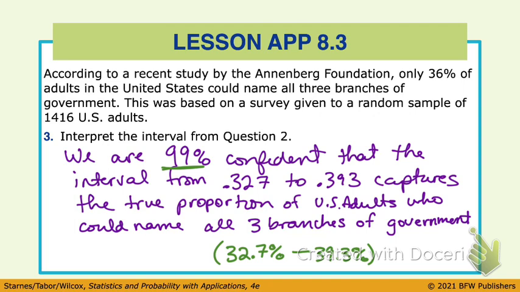So if we took a sample and let's say only 10% of them could, we would think something's going on with our sample. Or if we took a sample and 50% of them could name all 3 branches of government, then maybe we would think, wow, we got a really smart sample. So again, not saying that these are the only answer or the only percentages, but these are the most probable, plausible percentages for the true population.